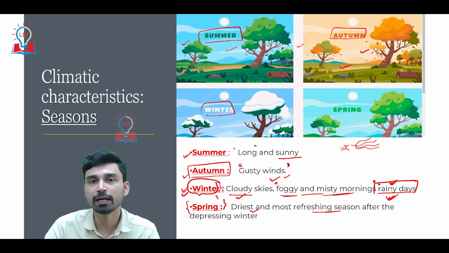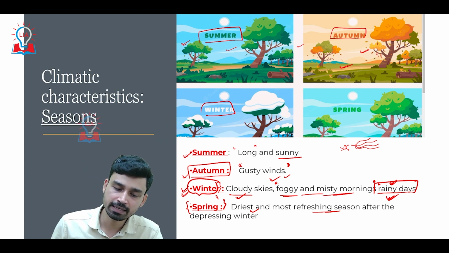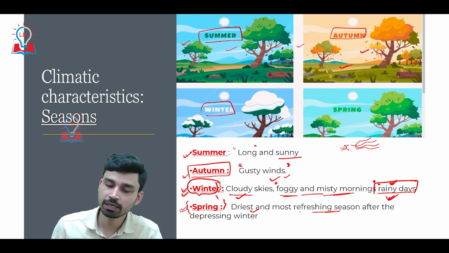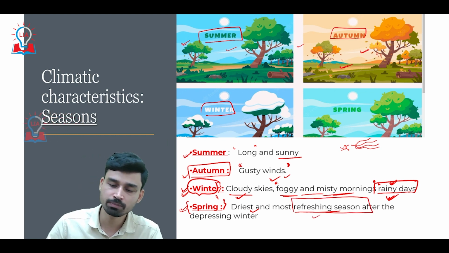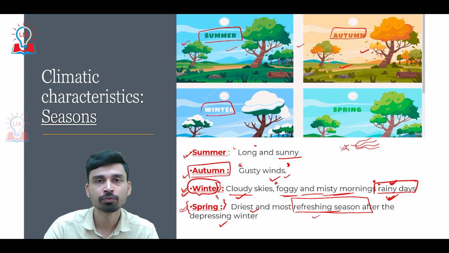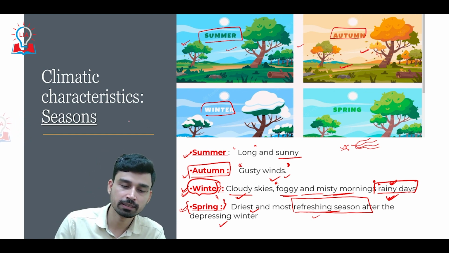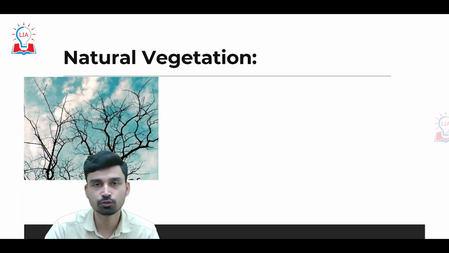It is kind of dull weather because of the snowfall that sometimes happens, and also because of the gray skies. And as soon as spring arrives, it produces a sense of refreshment after the depressing kind of winter. So this is all about the climatic characteristics of this particular climatic zone.